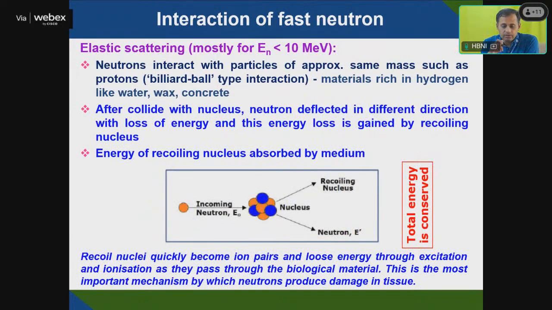Another thing is the interaction of fast neutrons, which I will discuss after the slow neutron, with energy less than 10 MeV. There, elastic scattering will be possible. The neutron interacts with a particle of the same mass, like one neutron and another particle of similar mass, for example water or wax, which contain mostly hydrogen. So it will interact with that. There will be the same mass, so it is a billiard ball type interaction. After the collision, the neutron is deflected, and you will get a recoiling nucleus in this case. So total energy will be conserved in this case.